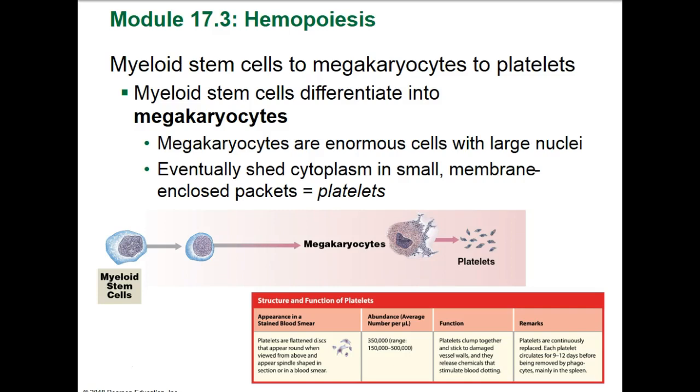Generally, you have 150,000 to 500,000 per microliter. And as you very well know, one of their purposes is to clump together. They stick to damaged vessel walls. They release chemicals that stimulate blood clotting. They are continually replaced. Each platelet circulates for 9 to 12 days. And they are eventually removed by phagocytes. And most of that occurs in the spleen.